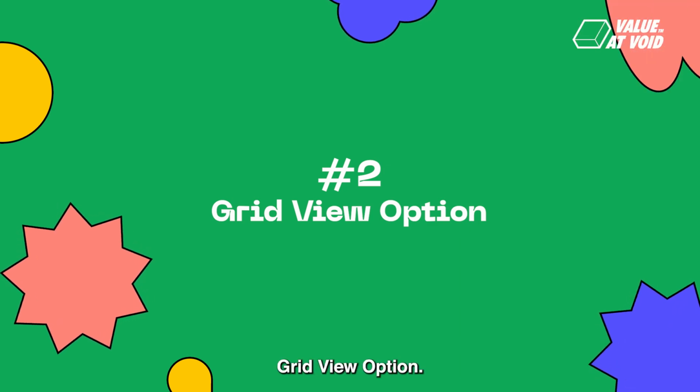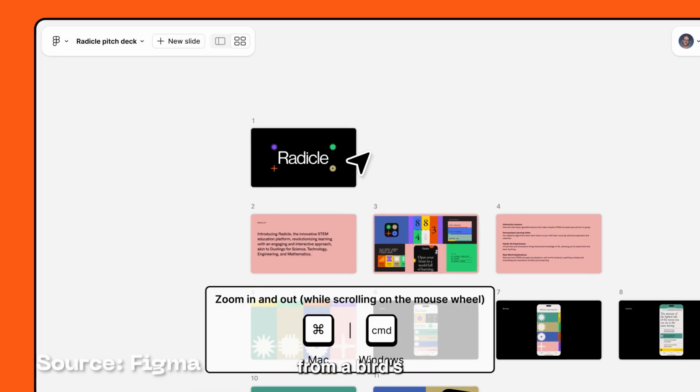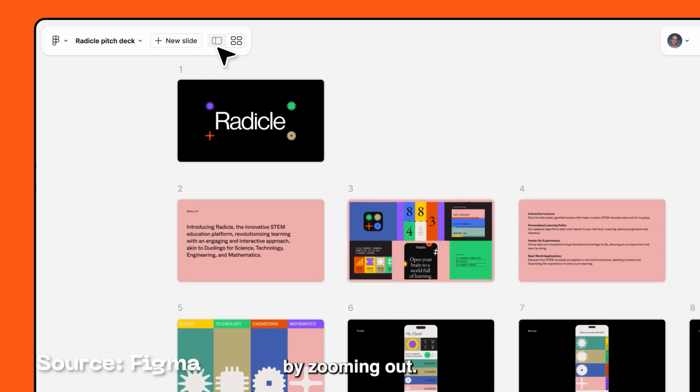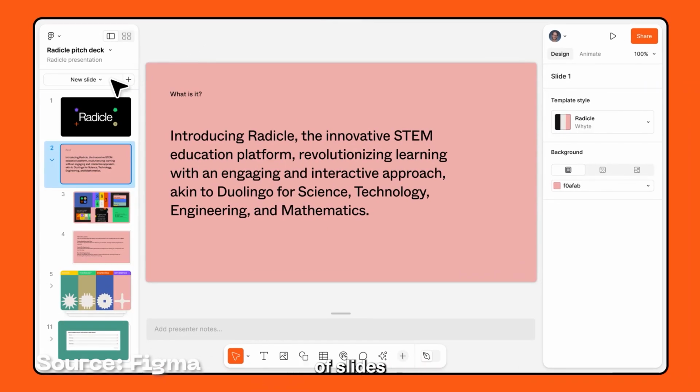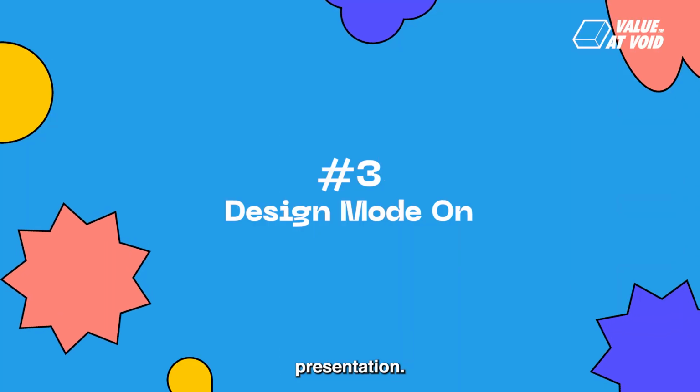Number 2, grid view option. Now you can easily see your entire presentation from a bird's eye view by zooming out. You can also select a whole group of slides and easily navigate from one section to another in your presentation.